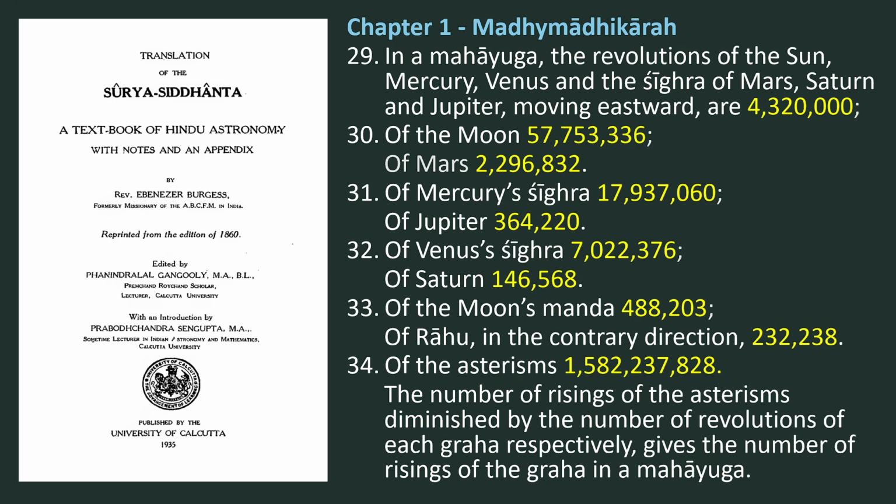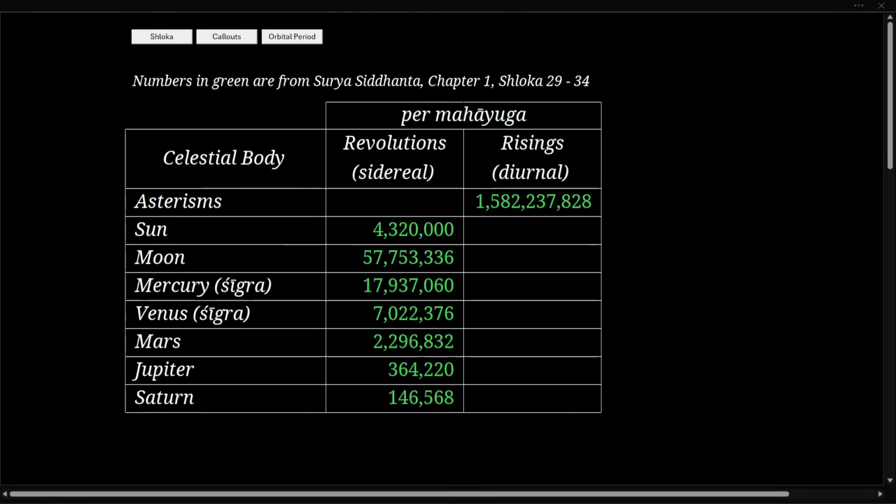Good. Now I'm going to change this view into a different format, a format that is more amenable to mathematics, a tabular format. In this format, I am showing you two columns, revolutions sidereal and risings diurnal. This is the number of revolutions the Grahas make: Sun, Moon, Mercury, Venus, Mars, Jupiter, Saturn. And this is the number of times the Nakshatra Mandala rises in the east during a Mahayuga. Nakshatra Mandala rising means every single nakshatra rises so many times during a Mahayuga.